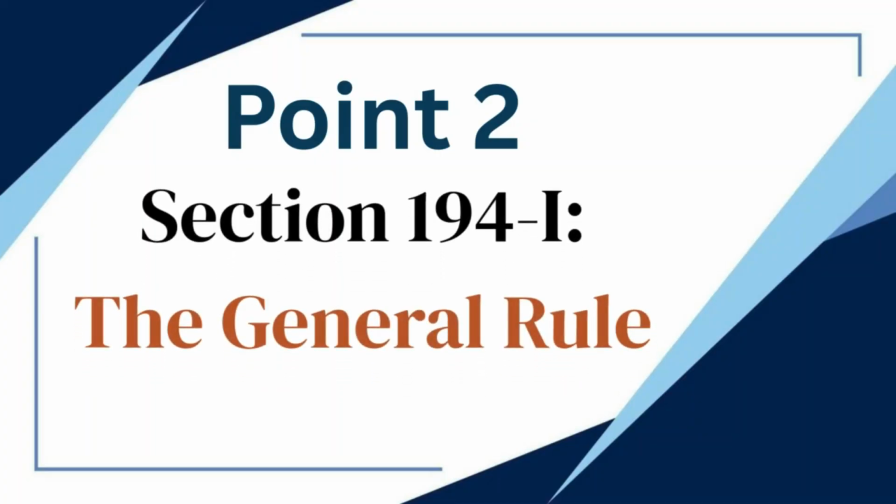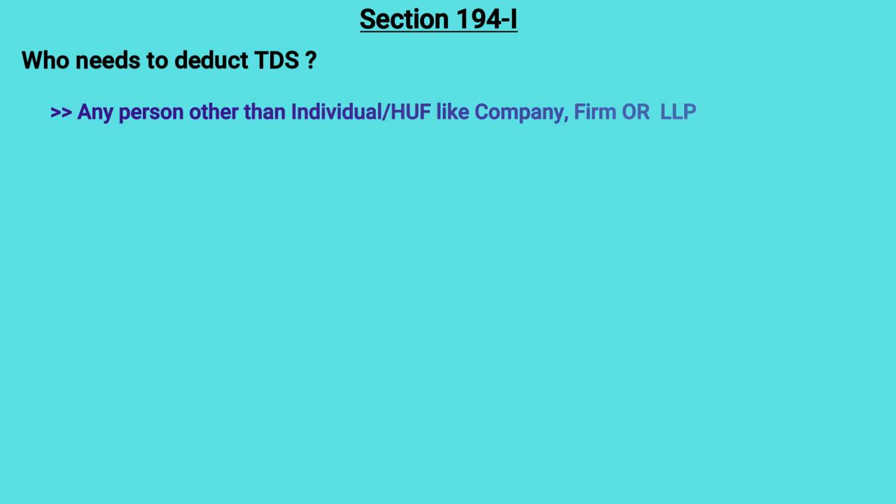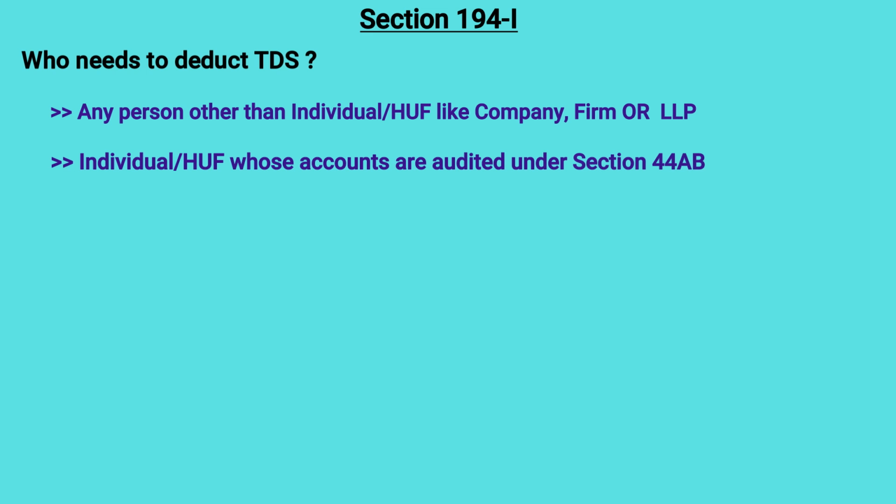First, let's discuss Section 194I. Point 2, Section 194I, the general rule. Who needs to deduct TDS under Section 194I? Any person other than an individual or HUF, like a company, firm or LLP, or an individual or HUF who is required to get books audited under Section 44AB, that is, large businesses and professions. If they pay rent to a resident and the rent crosses the threshold, then TDS under Section 194I must be deducted.